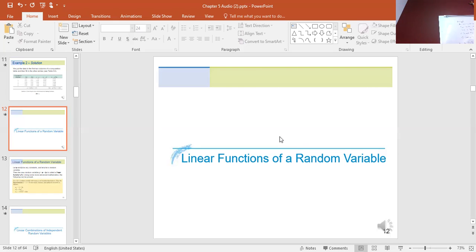Now to find the variance, we need the mean of the square. Remember that. That means we square each value and multiply by the probability. We square 0 and get 0. Square 1 is 1 times 12 over 25. Square 2, we get 4 times 9.